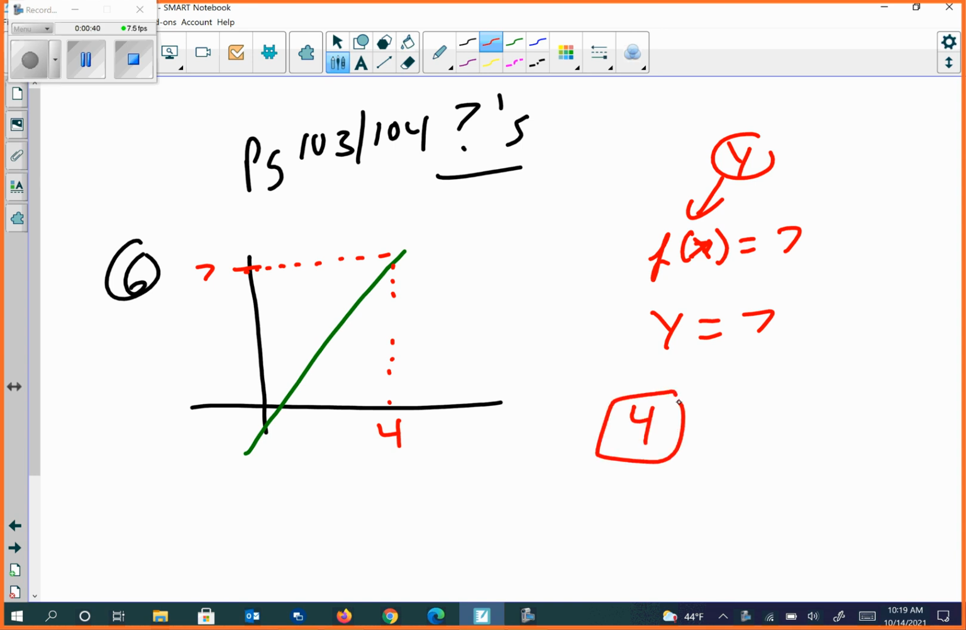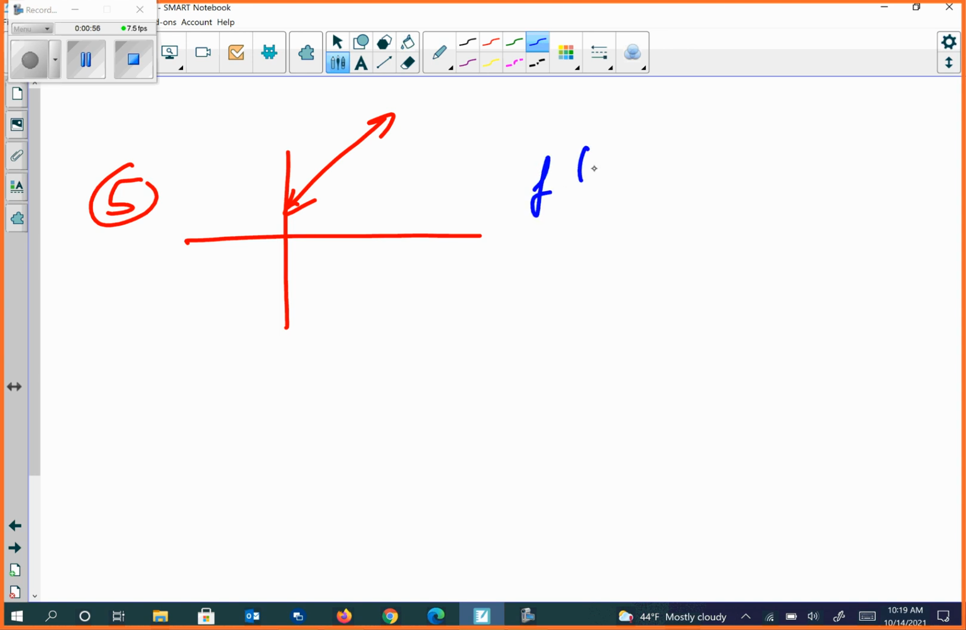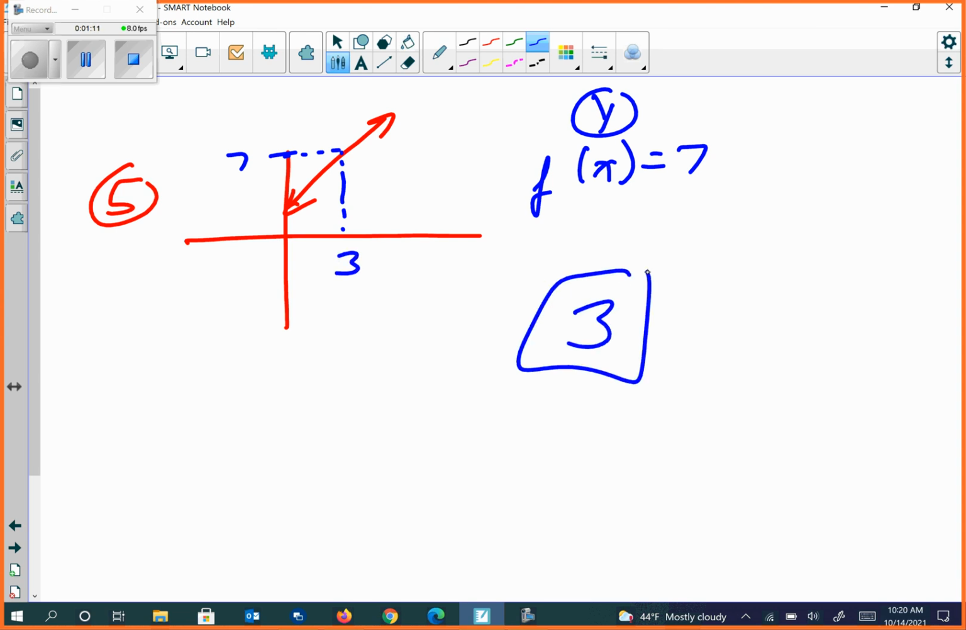All right. What else? Can you do number 5? Same exact idea. It kind of looks like this. So again, they want f at x equals 7. Remember, that means the same thing as y. So I'm going to go up here to 7, come over, and then down. If I do that, it looks like 3. So 3 would be the answer.